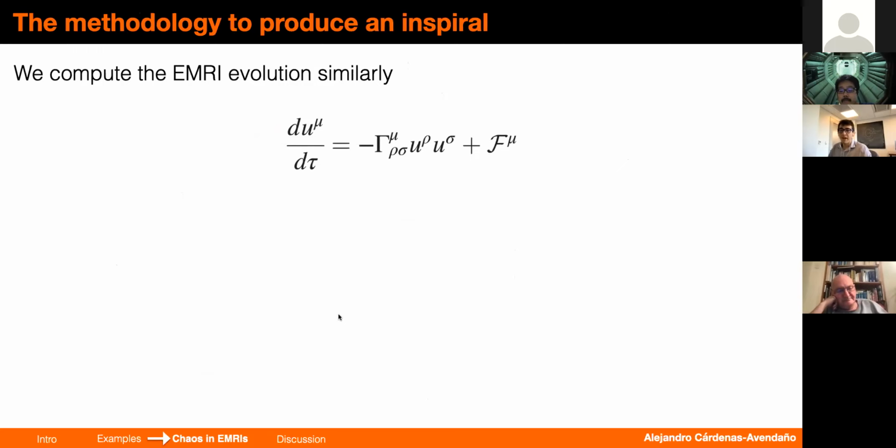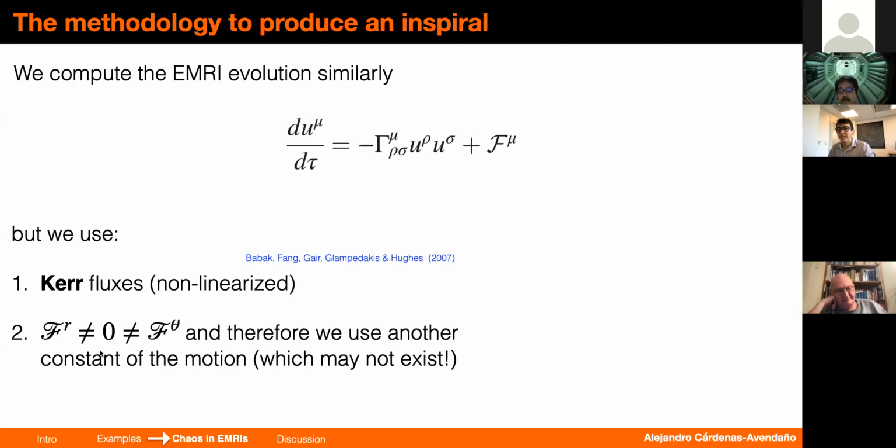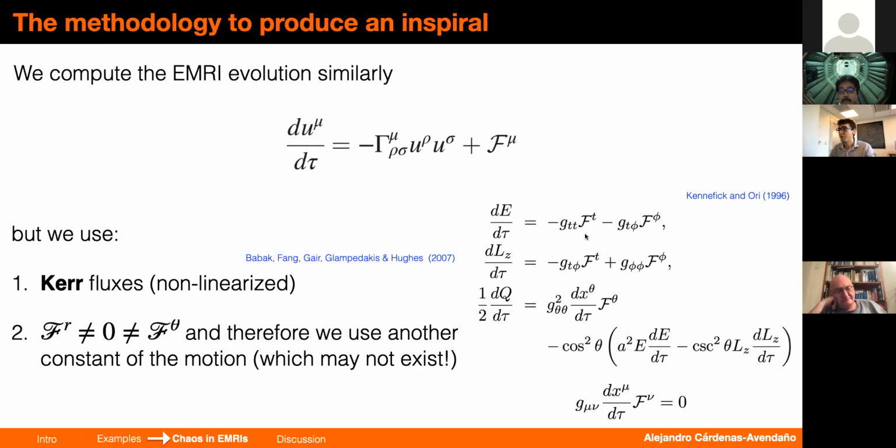So we compute these inspirals very similarly as has been done before, in a kludge way, but we made just two changes. One is that we are using the full Kerr fluxes, not linearized as before. And also, since we are also evolving the Carter constant, which might not exist for other systems, we are using all these equations. In previous works, F theta and F R are set to 0, so that might change the situation a little bit. And then you get these fluxes, the left-hand side of this equation, from post-Newtonian terms. And your system gets closed with the normalization of the velocity. And then these are the equations that you can solve.